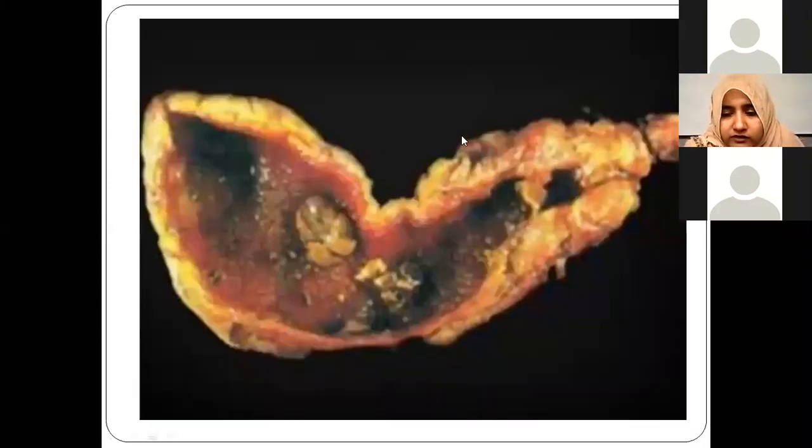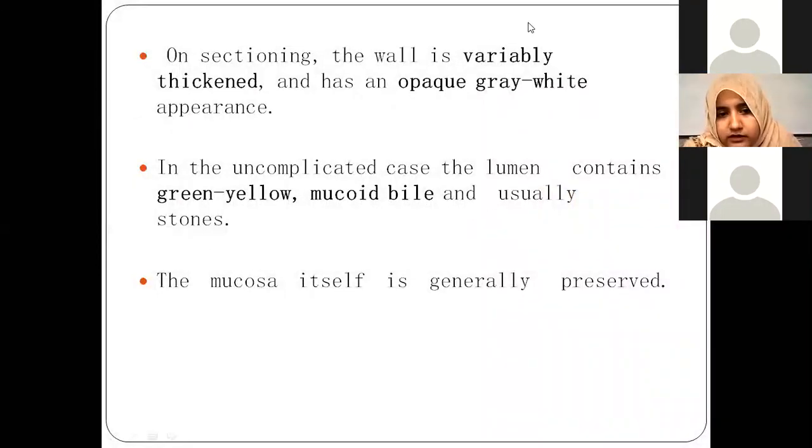So whatever is happening on the wall, which is sclerosed, which is discolored, and one more thing, it is variably thickened and has an opaque gray-white appearance. It is thickened. Why thickened? Because there is fibrosis there. Remember also what kind of fluid it will carry. It will carry green-yellow mucoid bile. And what was the fluid color in acute, if you remember? It was turbid with fibrin and blood in it.